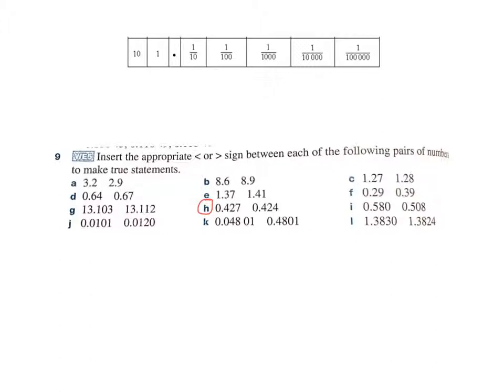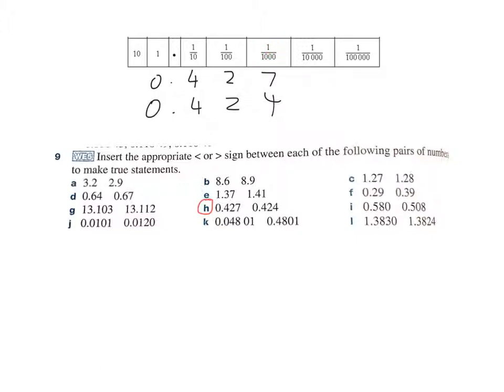Now, let's write this down. So we've got 0.427 and we've got 0.424. Okay, so if you remember in class, we said that in the decimals, the first decimal, or the tenths, will always be larger than the next decimal, which is the hundredths. And the hundredths will always be larger than the next decimal, which is the thousandths.